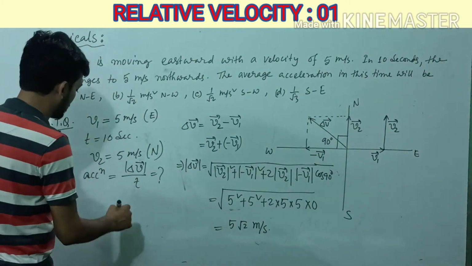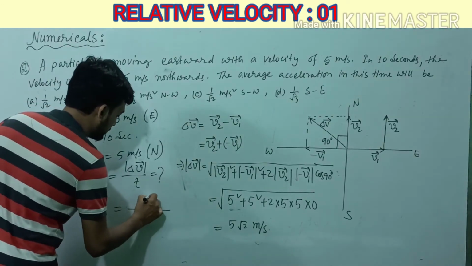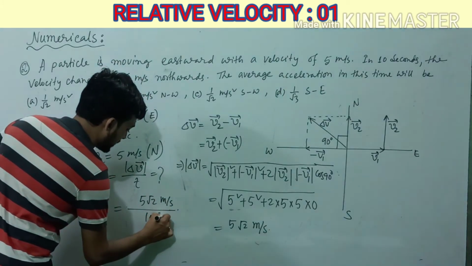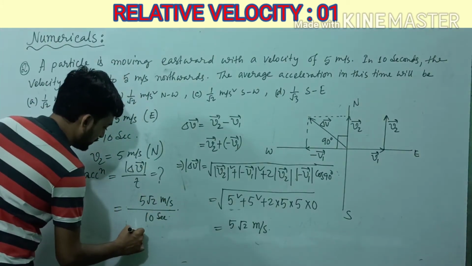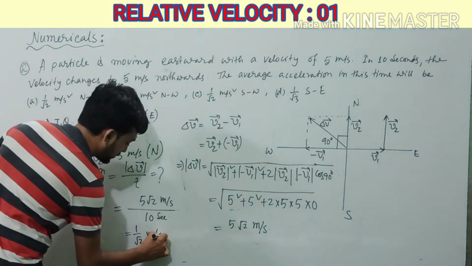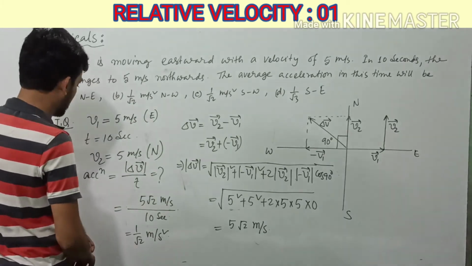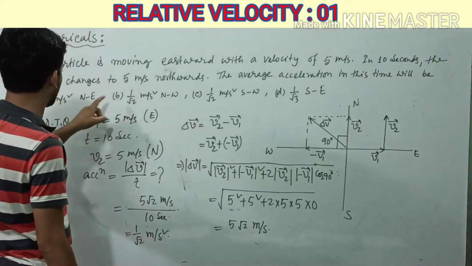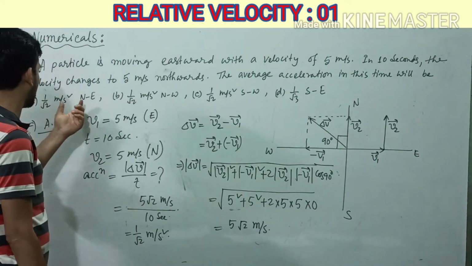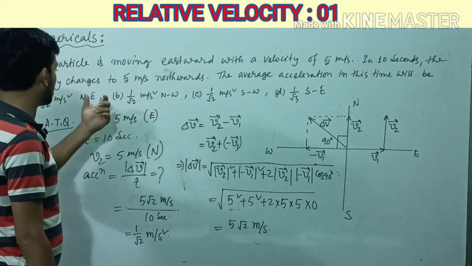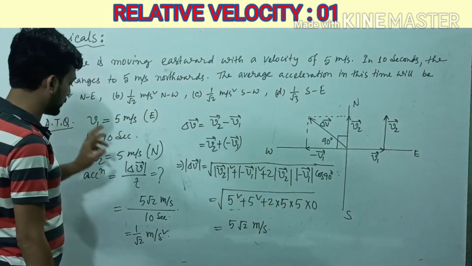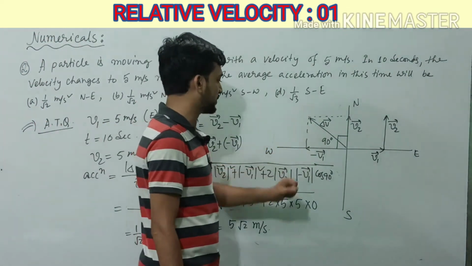Now you put the value 5√2 meter per second right here and you use t equal to 10 seconds. What will you get? 5√2 meter per second divided by 10 seconds. So it will be 1/√2 meter per second square. And in the options you can see 1/√2 in three options. The magnitudes are given as 1/√2 meter per second square, but the only difference in the options is in the direction of the average acceleration. So we need to find here the direction of average acceleration.